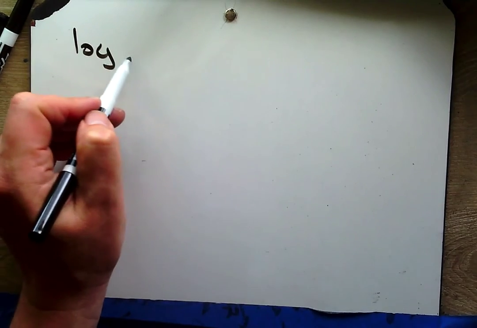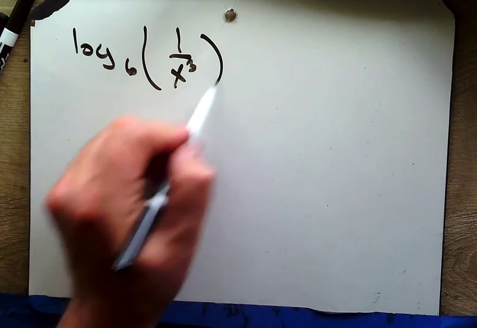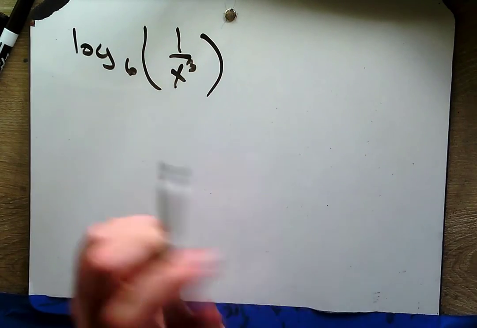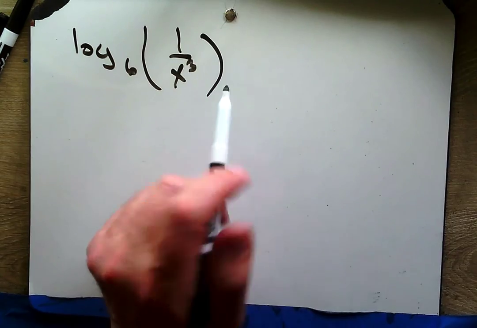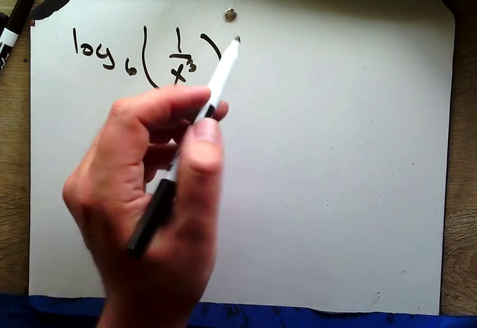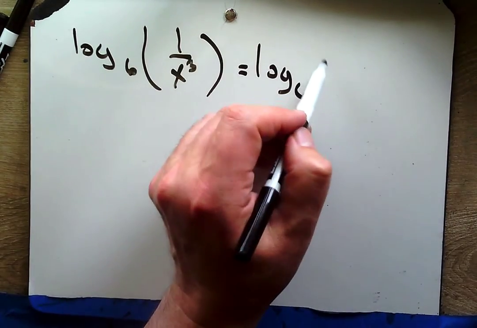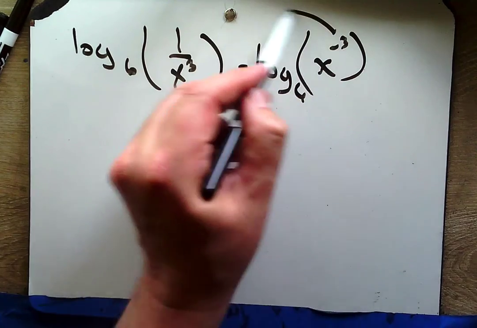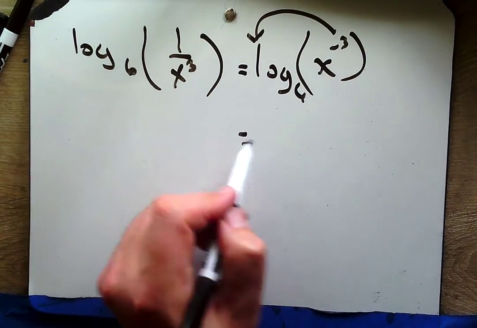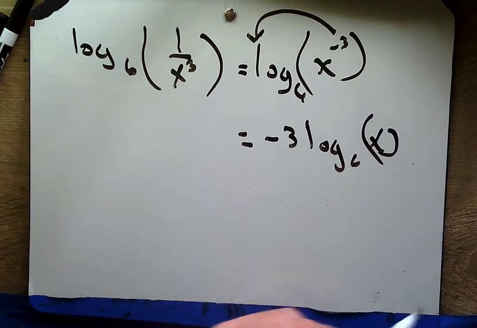What about this one? Log base 6 of 1 over x to the third. So, yeah, I don't want to do this as a quotient. I mean, you can and you'll get to the same answer, but I would like it if you were comfortable seeing this as x to the minus 3, because then I can bring down that minus 3. Minus 3 log base 6 of x.